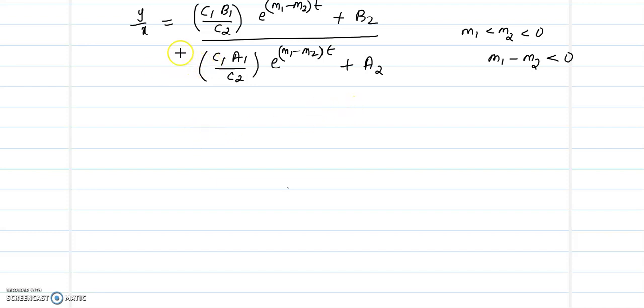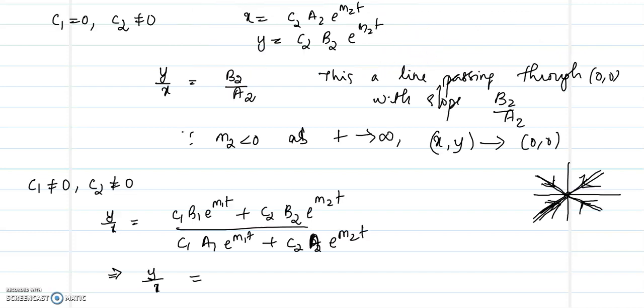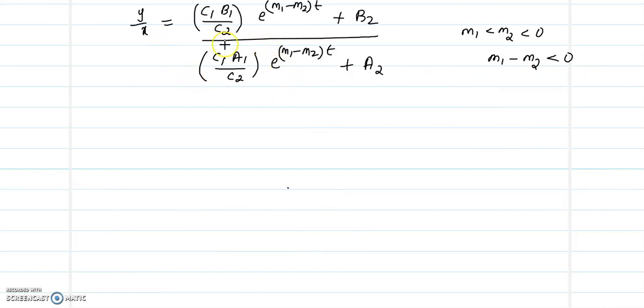So the next case was C1 not equal to 0 and C2 not equal to 0. Divide both numerator and denominator by C2 e raised to m2 t. That will give us y by x equal to (C1 b1 by C2 e raised to (m1 minus m2) t plus b2) by (C1 a1 by C2 e raised to (m1 minus m2) t plus a2).